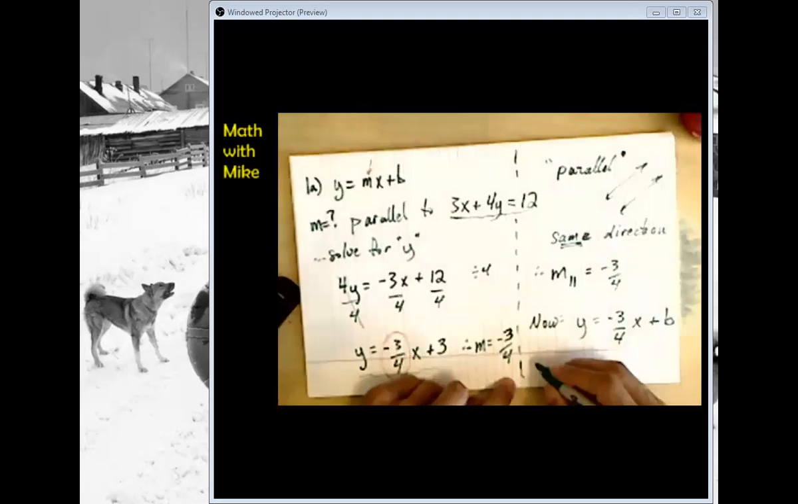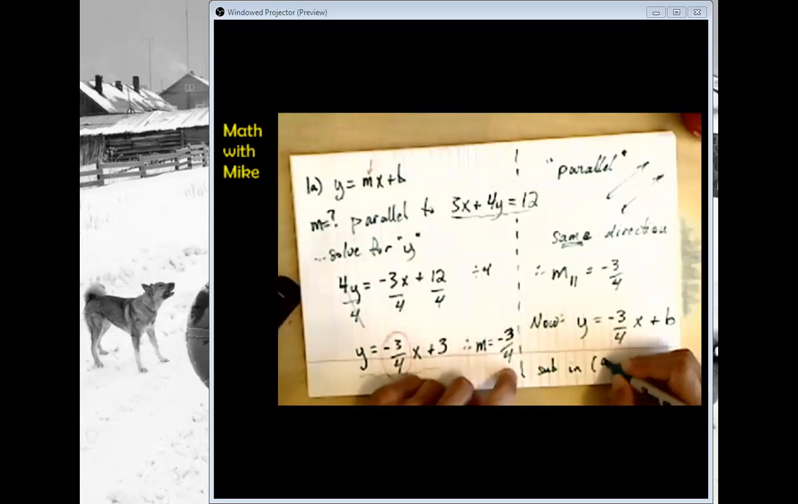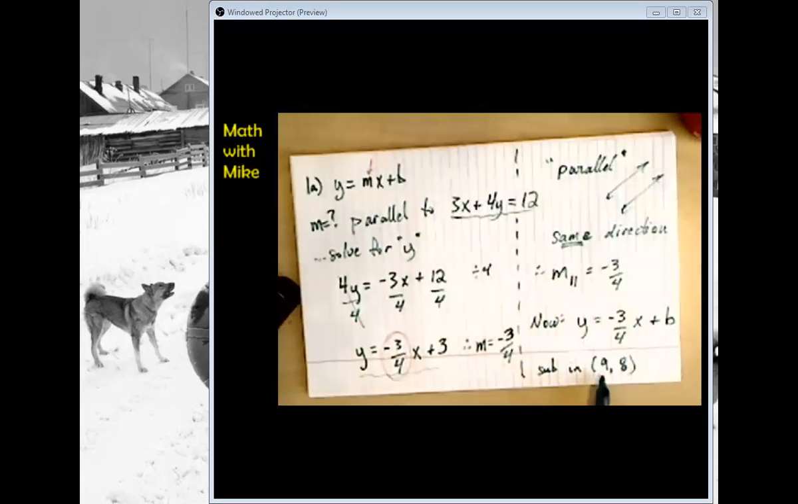I'm going to squeeze it in here, sub in. The point is (9, 8). The 9 is going to go in for the x that's here, because that's what the first number represents. And then the 8 is going to go in for the y over there. Then we work it out. Then we solve what b is and we're done.